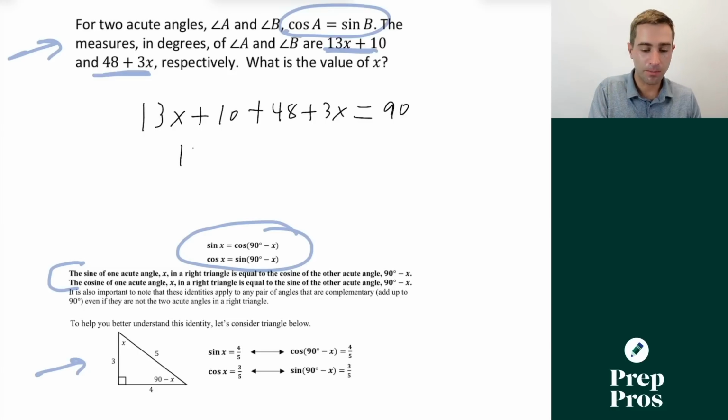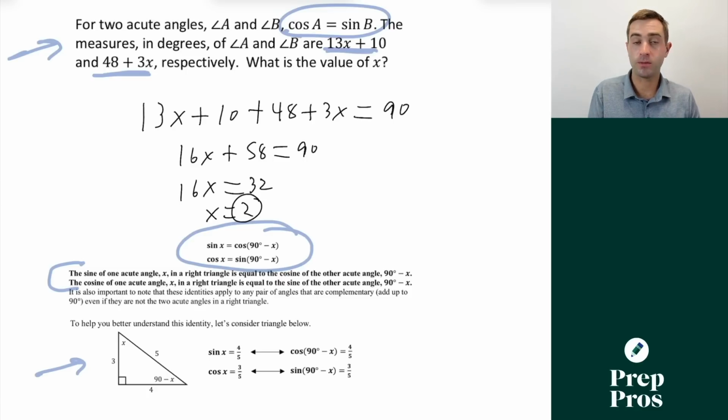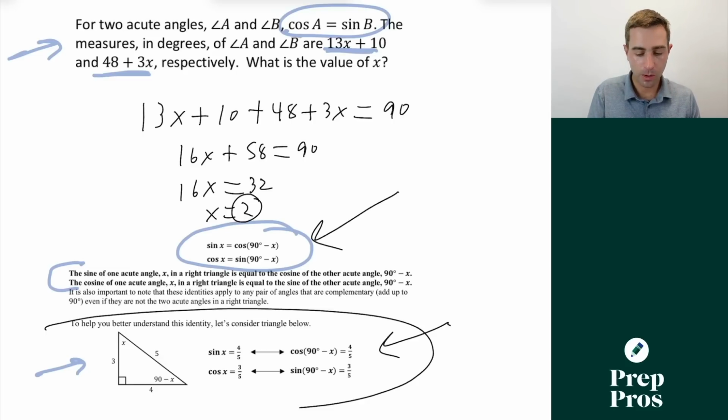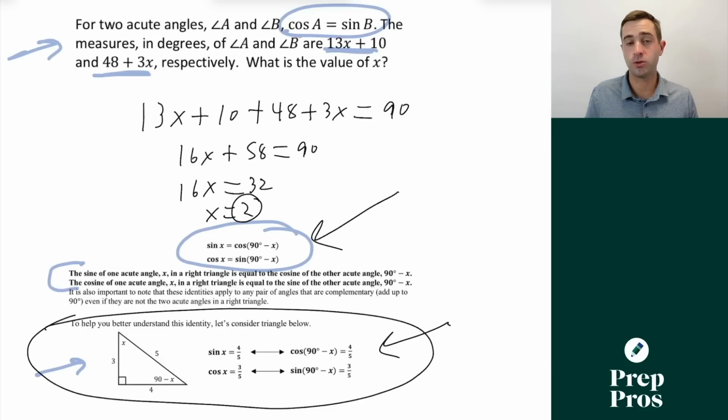But this now is as simple as just doing 16x plus 58 is equal to 90. And this will give us that 16x is equal to 32 degrees. Therefore, x is equal to 2, and that will give us our final answer. But make sure you memorize this. Look through this figure down here, which will hopefully help this click as well. If you have any questions, drop them in the comments.